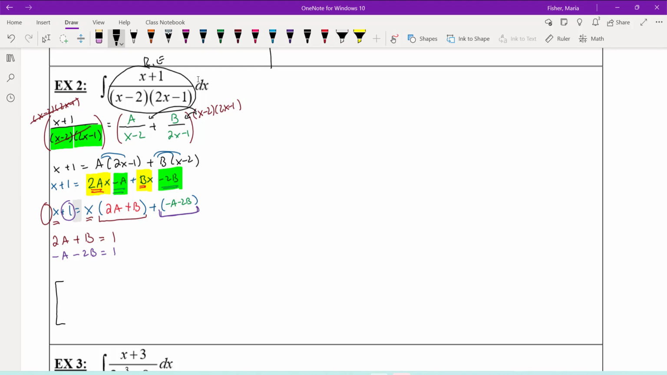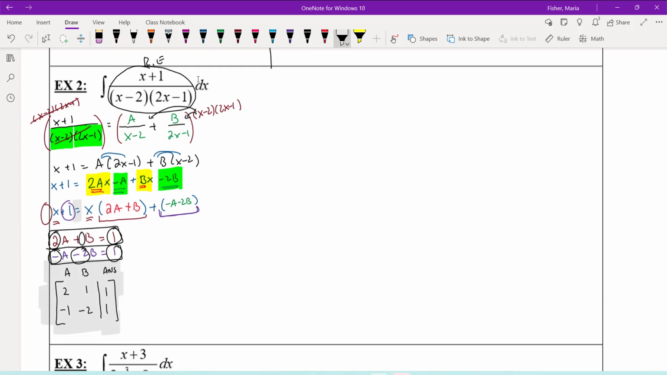When I make it into a matrix, I set up my matrix here. And I know that in this column I want all the coefficients of A. In this column I want all the coefficients of B. And in this column I want what I'm equal to, the answer here. For this first equation, the coefficient of A is 2, the coefficient of B is 1, and I'm equal to 1. For this second equation, the coefficient of A is negative 1, the coefficient of B is negative 2, and I'm equal to 1. This is what I'm going to stick into the calculator.